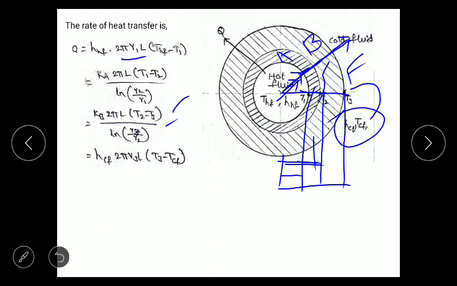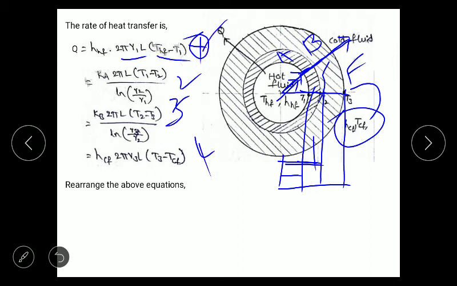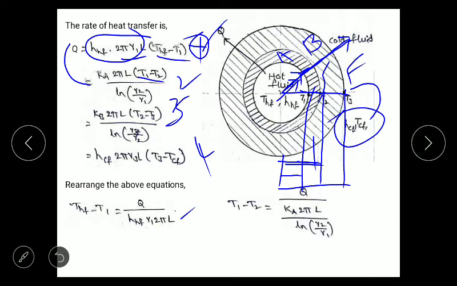Now let us rearrange the terms in such a way that we have only temperatures. Let us say this is 1, this is 2, this is 3, this is 4. From equation 1 we can write T_hf minus T1 as Q, and the remaining terms go to the denominator. T_hf minus T1 equals Q by h_hf into 2 pi R1 into L. From equation 2, T1 minus T2 can be written as Q divided by Ka into 2 pi L divided by ln R2 by R1.